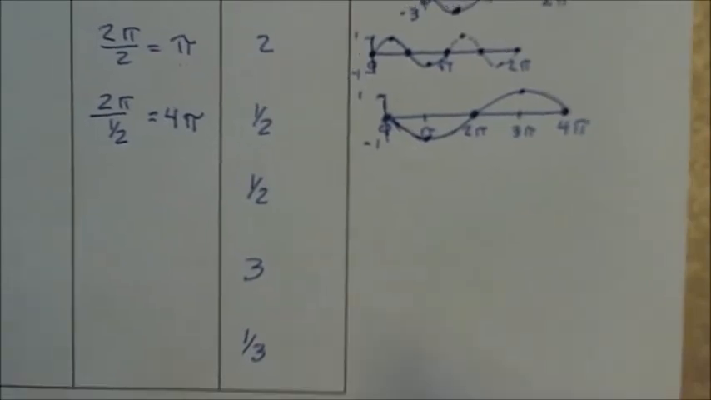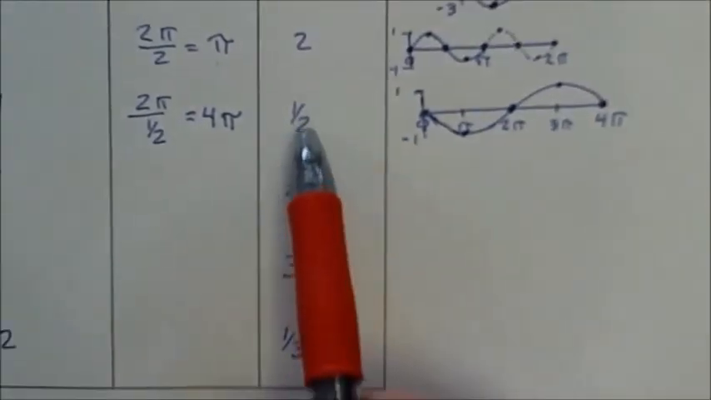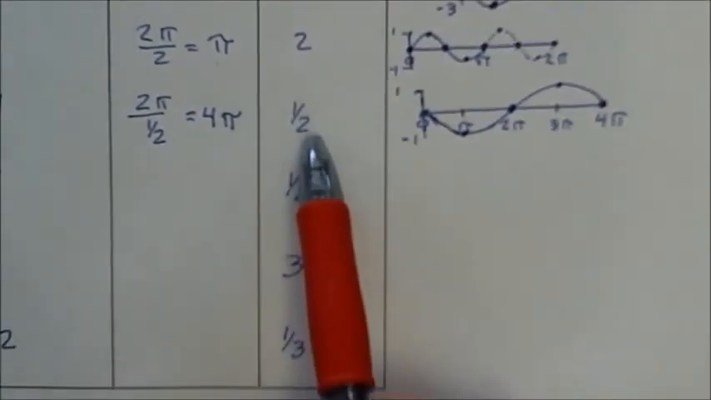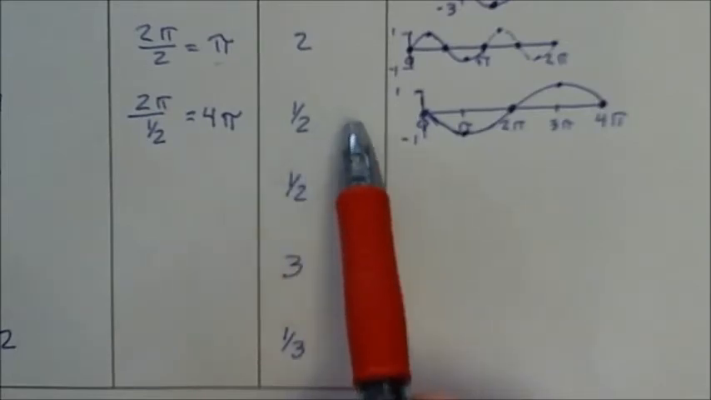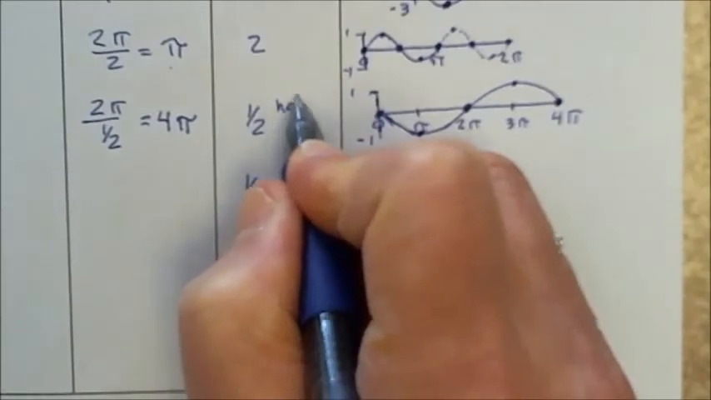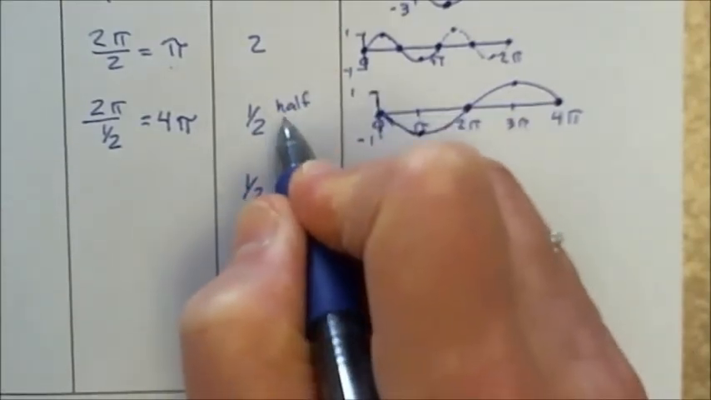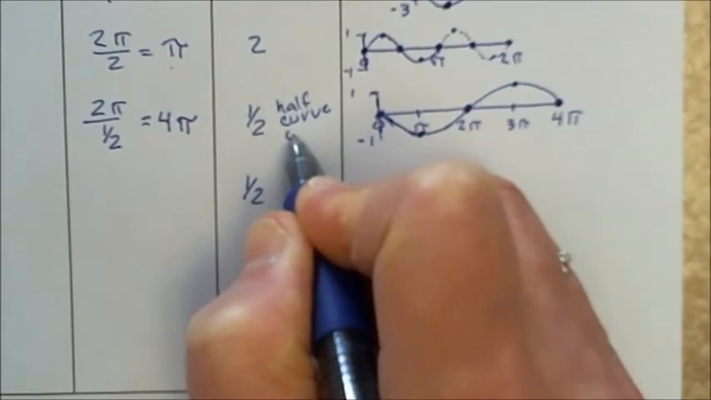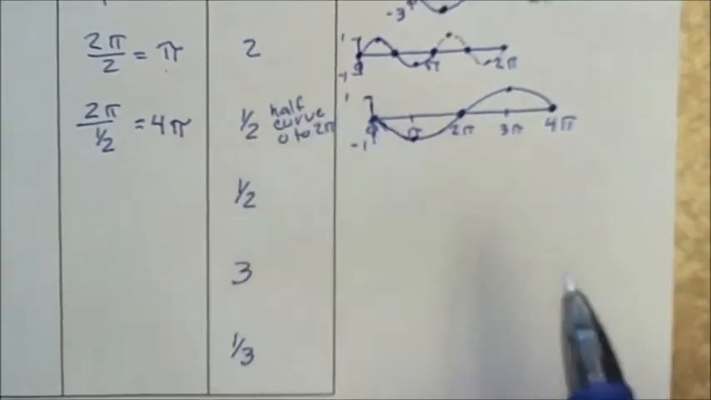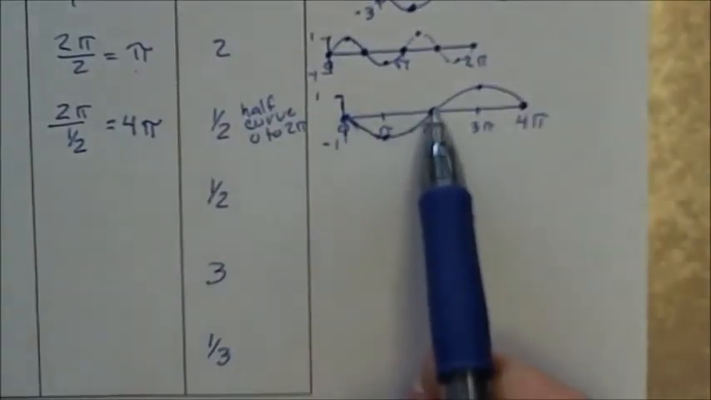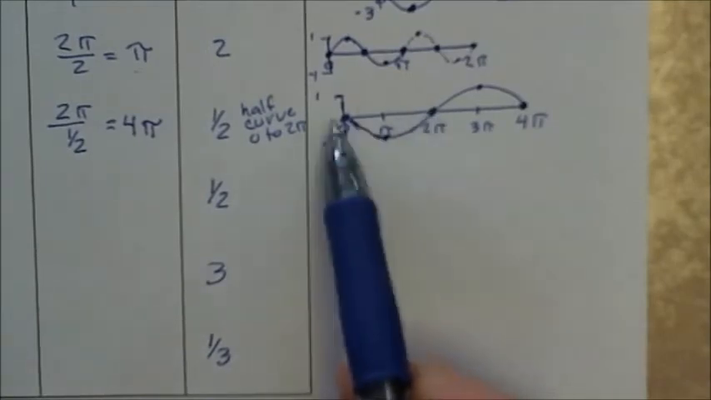Now, the frequency is telling us that we would have half a sine curve from 0 to 2 pi, right? This says half a complete sine curve, half curve, from 0 to 2 pi. From 0 to 2 pi, yep, that's all we have, is half of a complete sine curve. All right, our next equations are cosine equations.